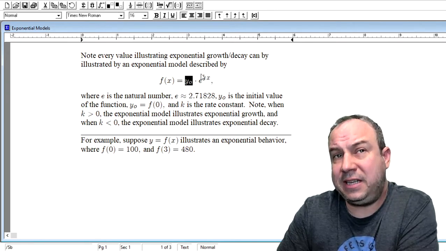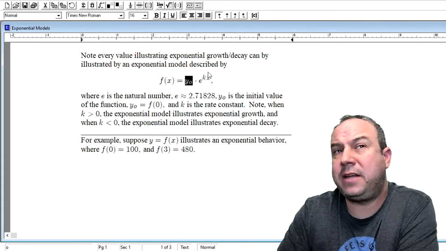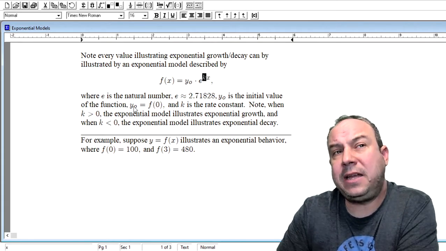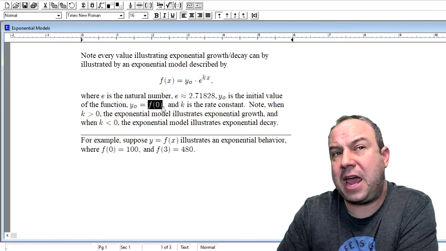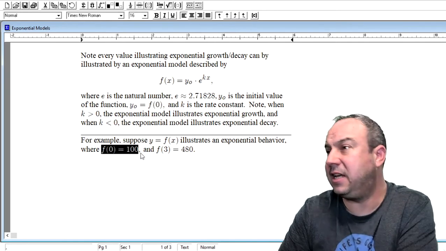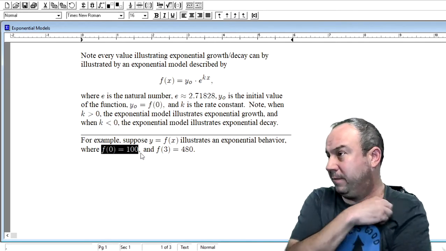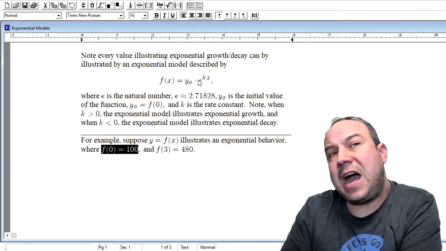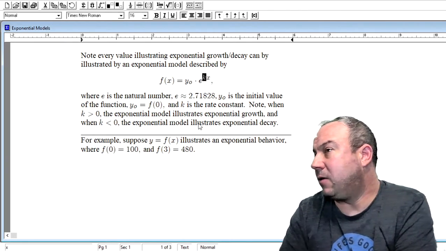What we're going to need to identify is the values of y null and k. Y null being the value of the function f at 0, which we are actually given. That is the value of 100. What we are not given, however, is the value of k.